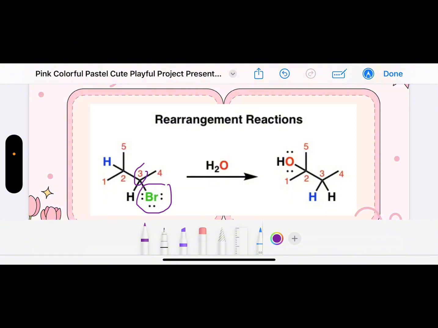Unstable man si carbon 3 so need og rearrangement para mas stable. So ang step sa rearrangement kay hydride shift ni siya kanina diri na rearrangement. Ang shift kay hydride shift. Ang atong water which is ang nucleophile kay mo attack siya sa positively charged na carbon.